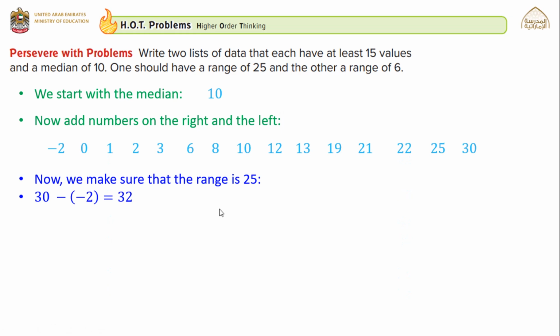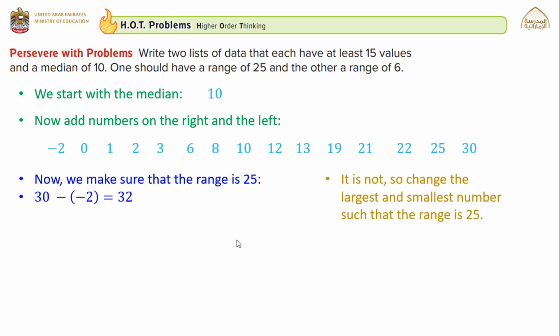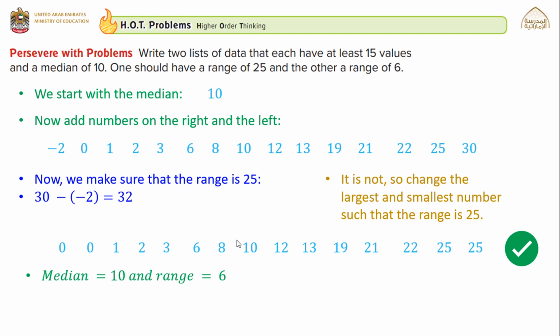Now, we make sure that the range is 25. 30 minus negative 2 is 32. It's not. So we need to change the largest and the smallest number so that the range is 25. Now it works. 25 minus 0 is 25, with the median of 10. Now the list with the range of 6.